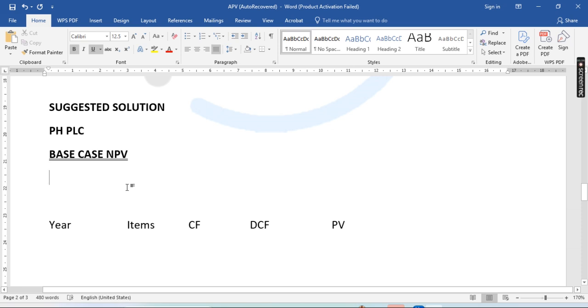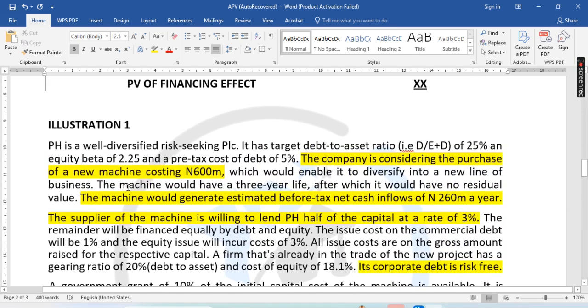Now, we have two options here. The first alternative, I can copy the Modigliani and Miller. Whichever way we have in the question, we are good to go with that. Class, now when you look at this question, PH is a diversified risk-seeking PLC. It has a target debt to asset ratio of 25% and equity beta of 2.25. That one is for the main company.